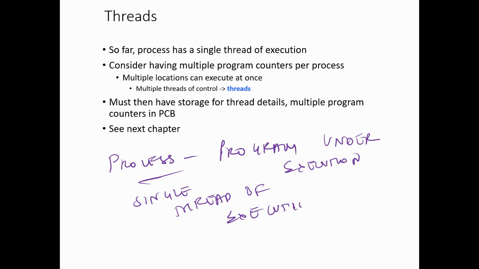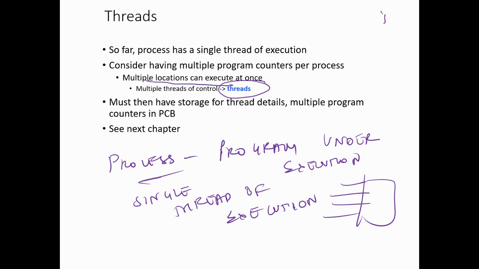But in fact, is the operating system going to have only one single thread of execution? No. Why? Because we can have multiple program counters per process. One single process can have multiple program counters, where multiple program counters mean lots and lots of threads. So we are supposed to have those threads controlled too. Clear?